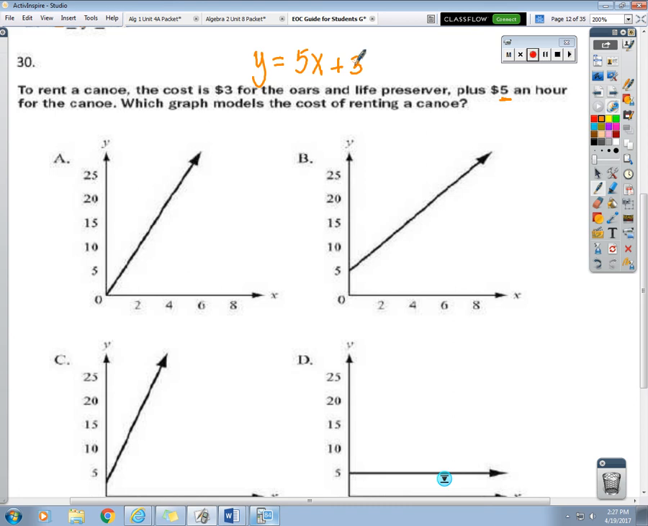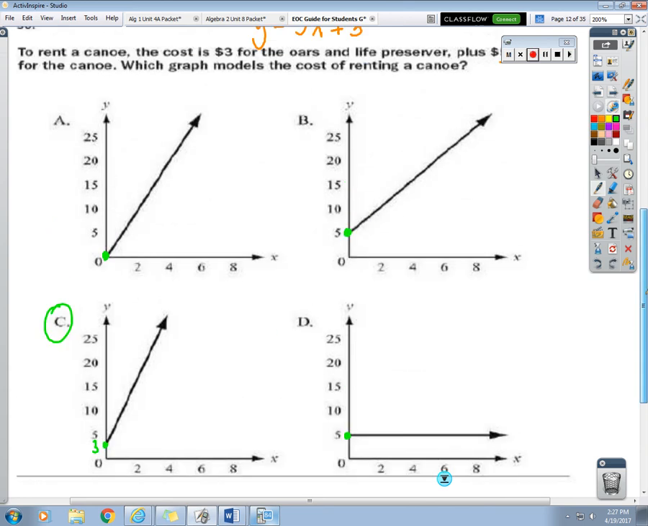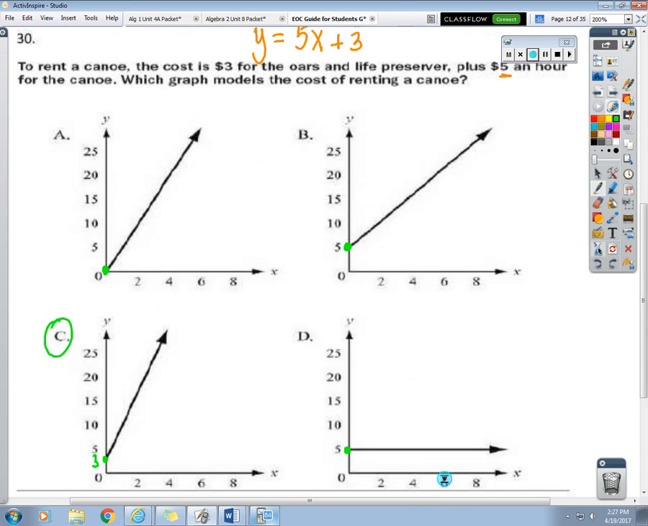So when you graph something like y equals 5x plus 3, what gets graphed first? The b, which is 3, because that's the m. And where does the b go on the graph? The y-intercept, the y-axis. Well, this one has a y-intercept of 0. This one has a y-intercept of 5. And this one has a y-intercept of 5. This one you can see hits the y-axis a little below 5, which would be 3. So it's C. Alright, next page.